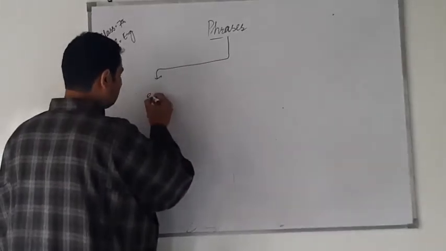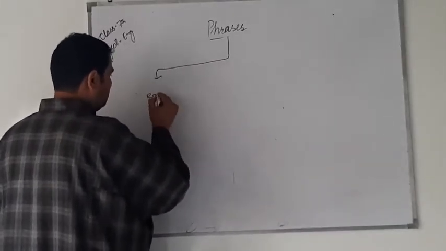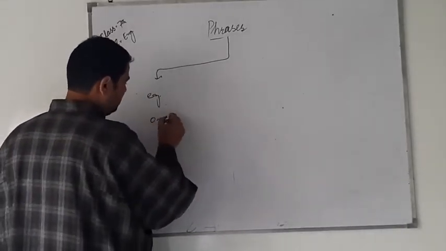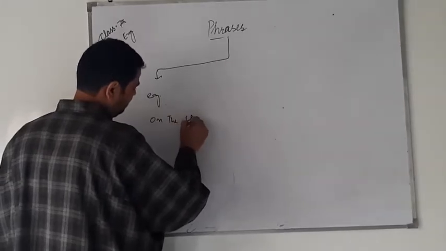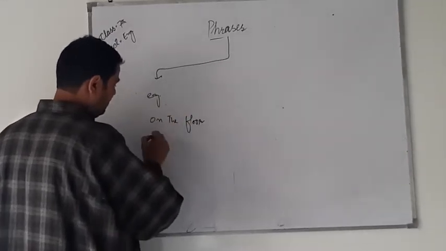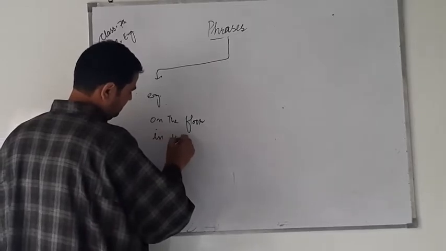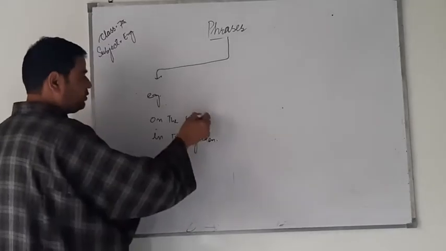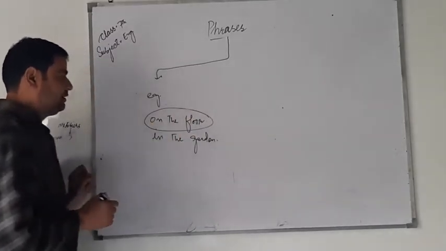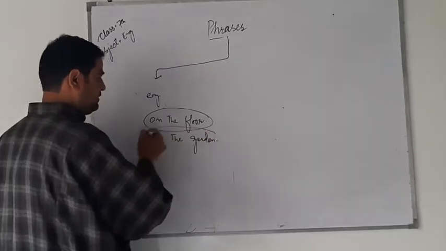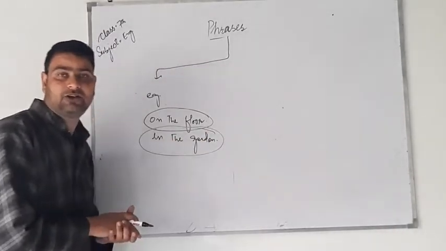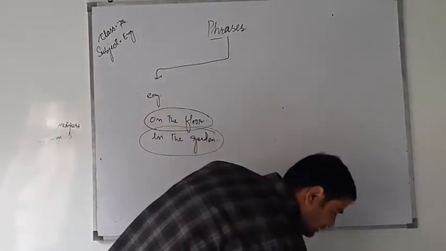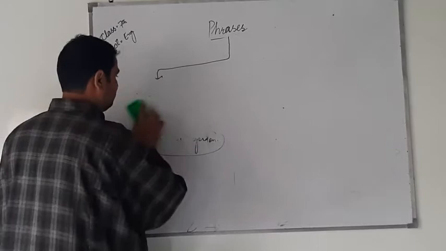Let us take some examples of this phrase. On the floor, in the garden. See, it's a group of words that gives meaning but not complete meaning. Hence it's a phrase. And let us discuss its types.